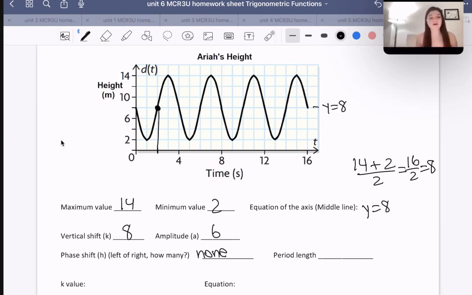Now, all of them have the same vertical shift, all of them have the same amplitude and the same midline. However, in terms of the phase shift, there's lots of different phase shifts that are correct, but I'm just going to choose to not do any phase shift because that's the easiest and that is an option this time. Last time that wasn't an option, this time it is, and I'm going to take that option because it makes my life easier. Good. Then we have our period length, which is what?